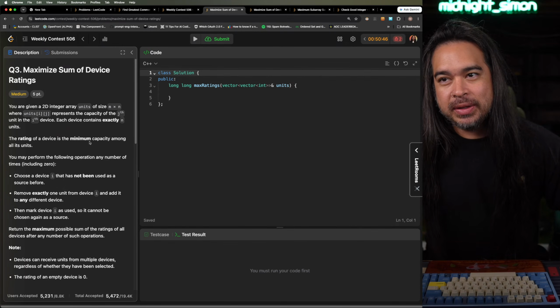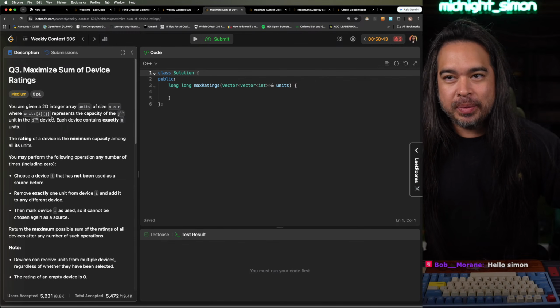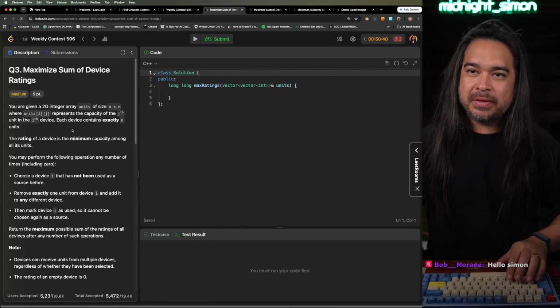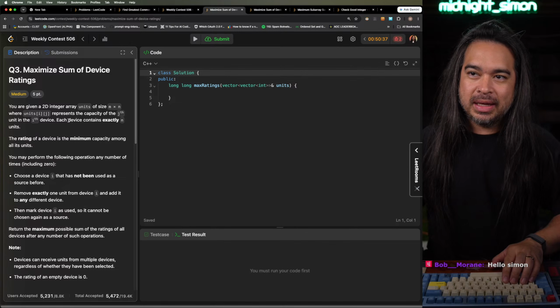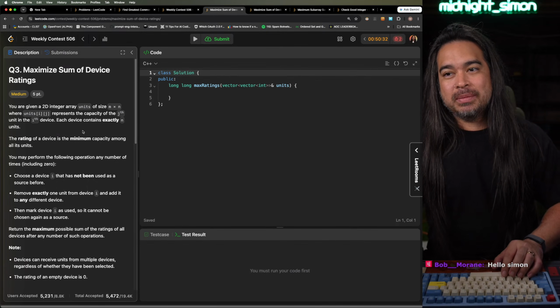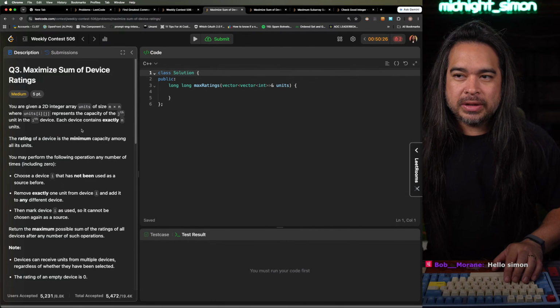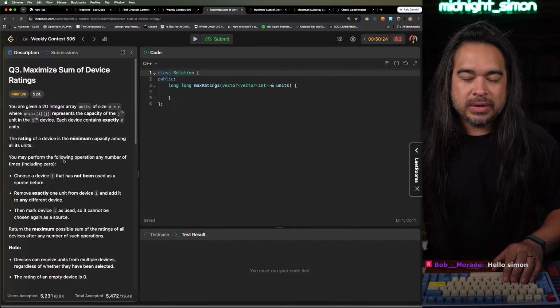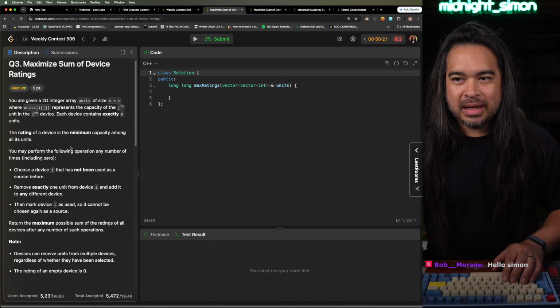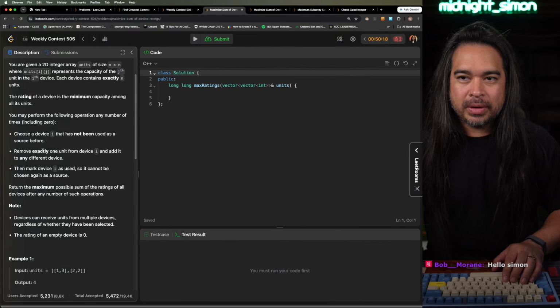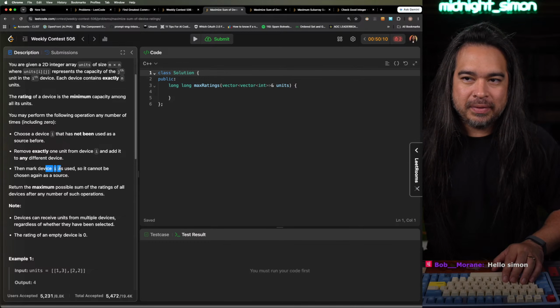You're given a 2D integer array units of size m by n, where units[i][j] represents the capacity of the jth unit in the ith device. Each device contains exactly n units. The rating of a device is the minimum capacity among all its units. You may perform the following operations any number of times, including 0. Choose a device i that has not been used as a source before. Remove exactly 1 unit from device i and add it to any different device. Then mark device i as used so it cannot be chosen again as a source.